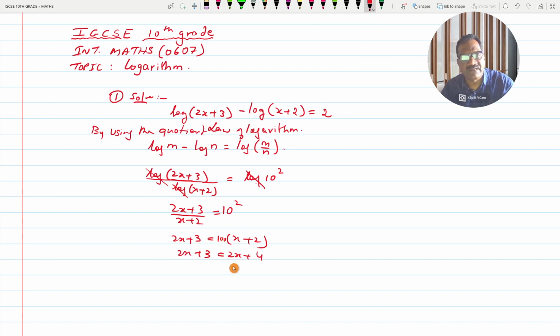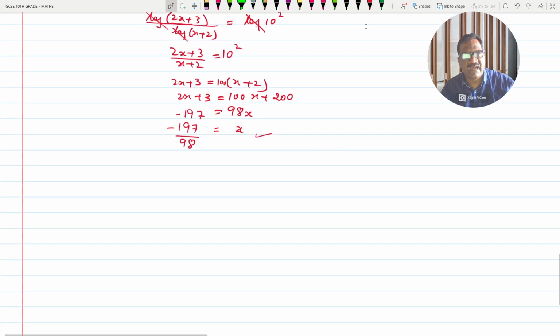Now if you work out, you will get 2x plus 3 equals 100x plus 200. And if you work out this, 100x minus 2x is 98x. And 3 minus 200 is minus 197. This will give us x equals minus 197 over 98. And this is your answer for x. That was the first question on logarithm. And let us go for the second one.